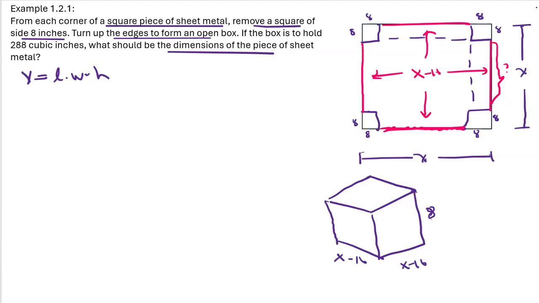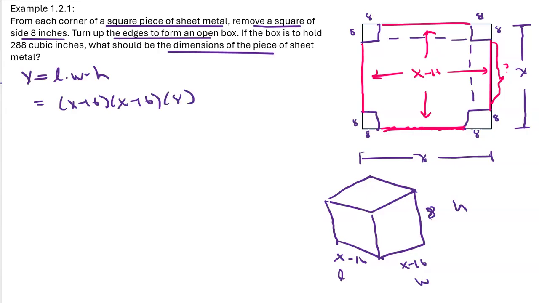Okay, so now we have all the dimensions that we need to solve this. So we have our length, right? So here's our length, here's our width. Wow, it made a square, a rectangle. A length, width, and then here's our height. Okay, length, width, and height. So let's put that information in here. So we have x minus 16 times x minus 16 times 8.